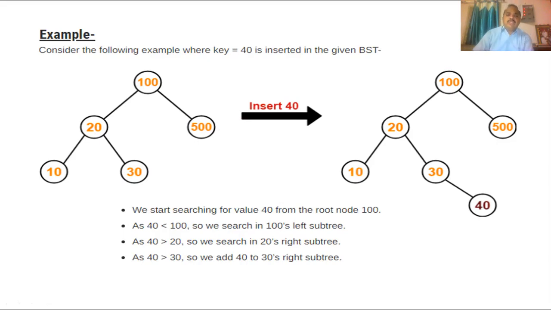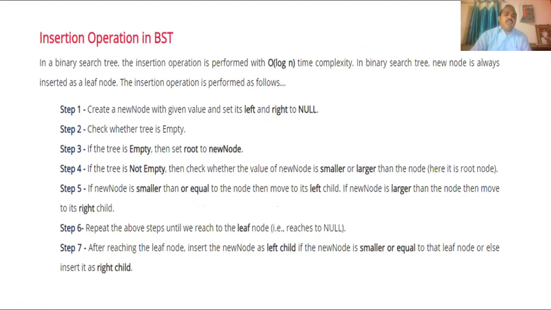Clear? So we start searching for value 40 from the root node 100. 40 is less than 100, so we search in 100's left subtree. Then 40 is greater than 20, so we search in 20's right subtree, that is 30. Then 40 is greater than 30, so we add 40 to 30's right subtree. Clear? So this is the insert operation in a binary search tree. This is an algorithm we already discussed in the last class.